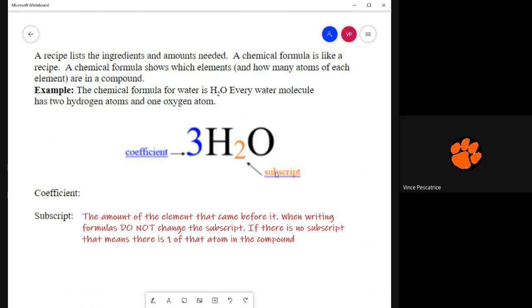If you break down the word subscript, it means under the script, under the writing. So to help you remember, there are these small numbers in the formula. And each letter represents its own element. So H is hydrogen and O is oxygen. And those come straight from the periodic table.